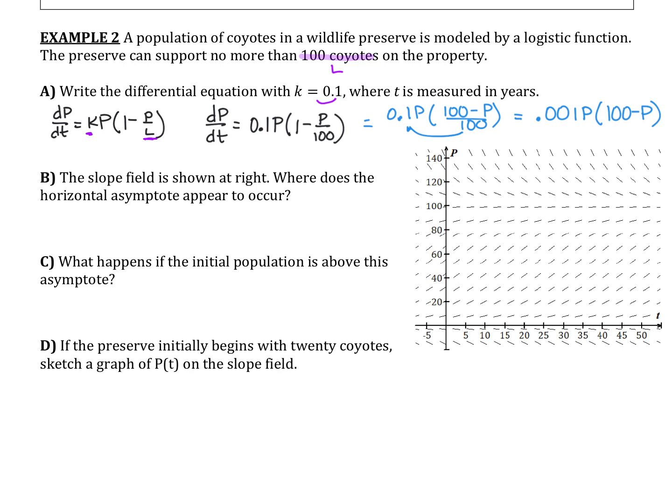Now, the question says the slope field is shown at right. Where does the horizontal asymptote appear to occur, and does it make sense for the problem? Well, our horizontal asymptote appears to be right here at 100, does it not? And at y equals 100, does that make sense? Does that fit what we were talking about? Well, yes, because this is the carrying capacity.